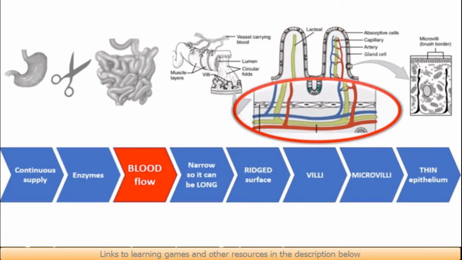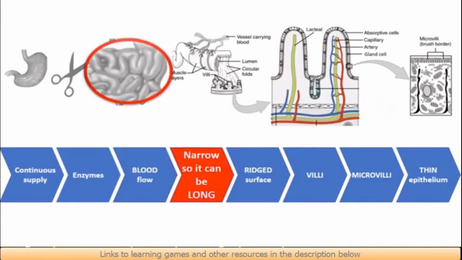There's a good blood supply, and that prevents the concentration of absorbed food molecules building up after absorption. That would reduce the concentration gradient. It's also worth noting at this point that the blood supply also prevents the need for dissolved food molecules to travel by diffusion, which is very slow, to the distant parts of the body. Travelling in the bloodstream is far quicker than travelling by diffusion.